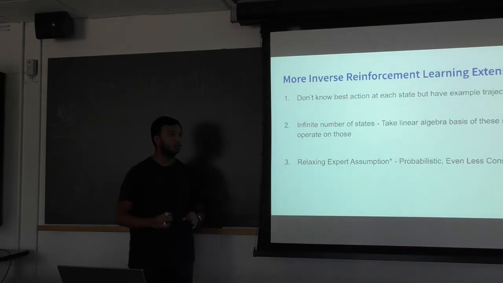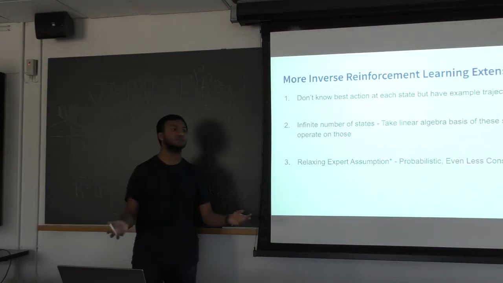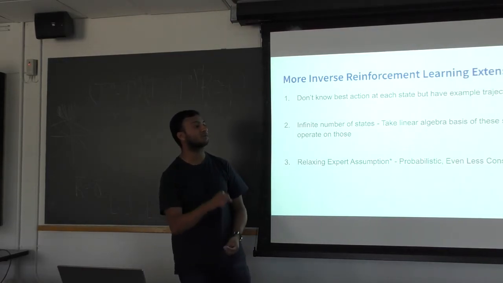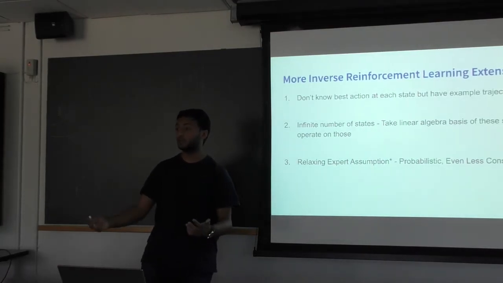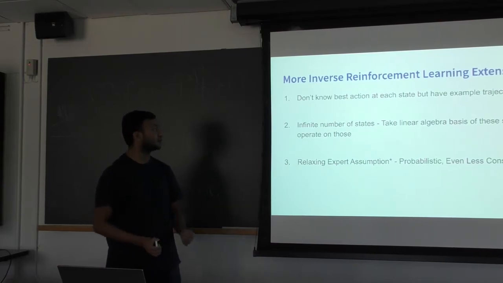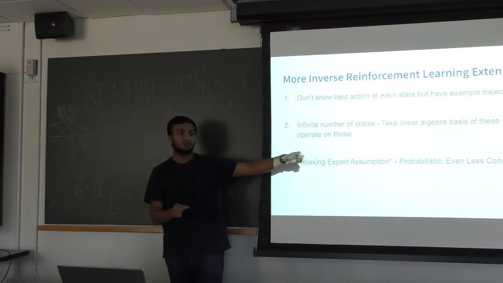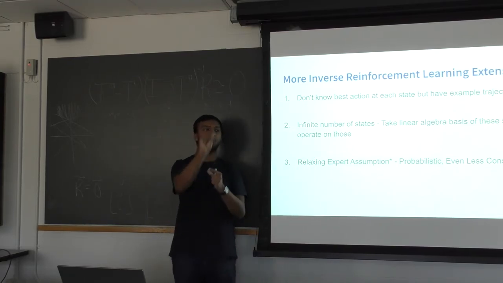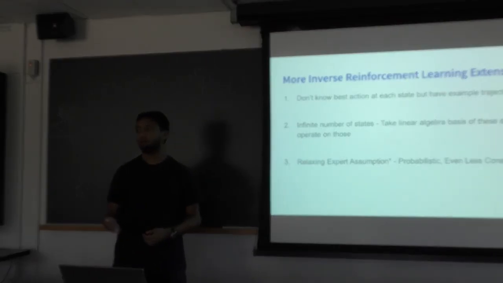There's a second problem where you can say, what if you have an infinite but kind of deterministic set of states, right? So let's say the set of states is the number of integer points on a coordinate plane, right? They're technically an infinite number of points, so it's very easy to know what those points should be. So in cases like that, what you can actually do is instead of looking at all of the states, you can look at the linear algebra basis of those states, right? 0, 1 in one direction, 1, 0 in the other direction, and then just operate on the best action using that.